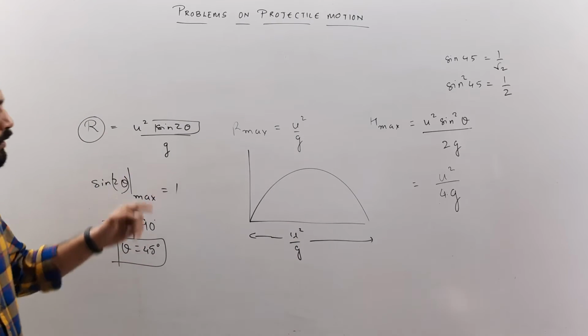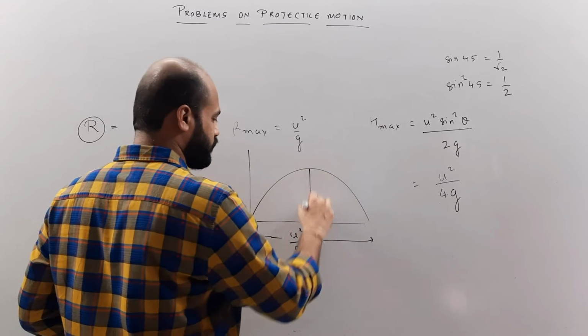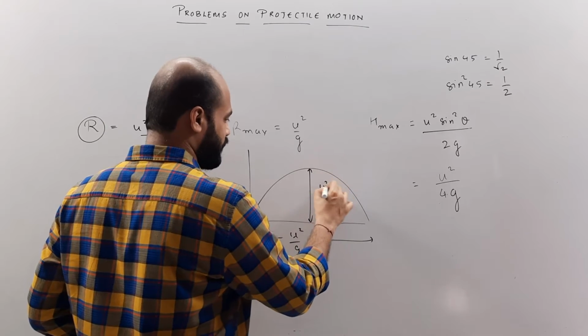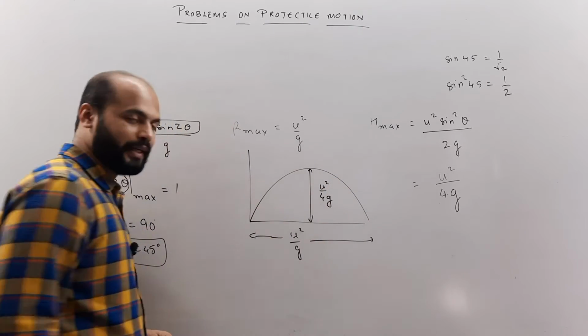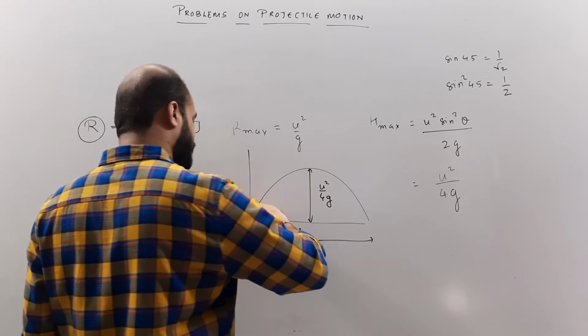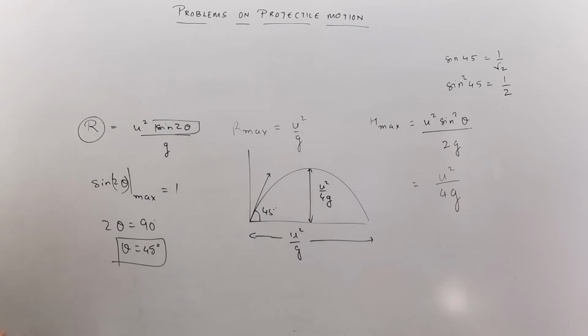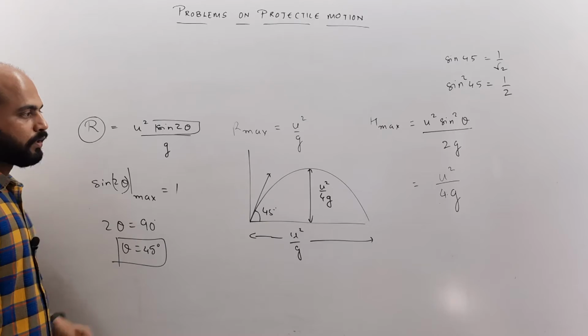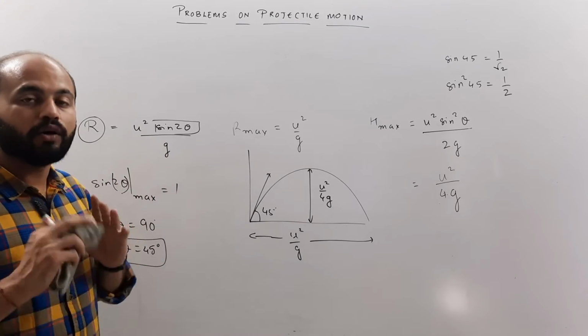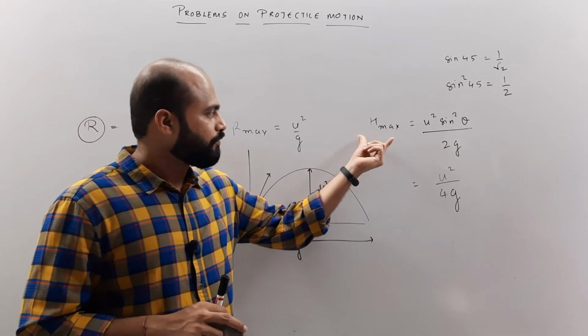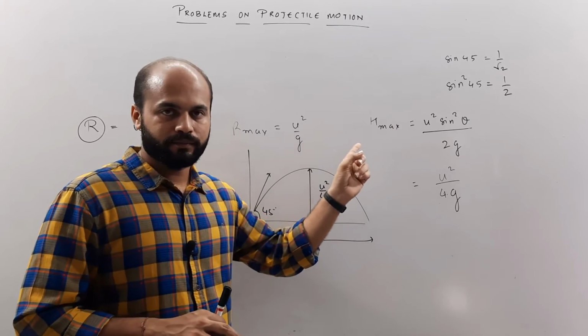Now what has happened? Corresponding to this maximum range, the height that we achieve over here is u square by 4g. That is the meaning of this, provided we fire this projectile at 45 degrees. So that's the first condition. Now we will find a criteria to maximize this height. Earlier the reference was range, now our reference is height. If we want to maximize this quantity, then what is the angle?